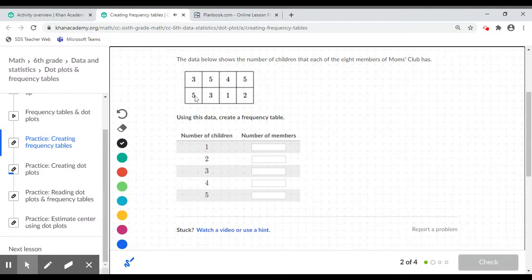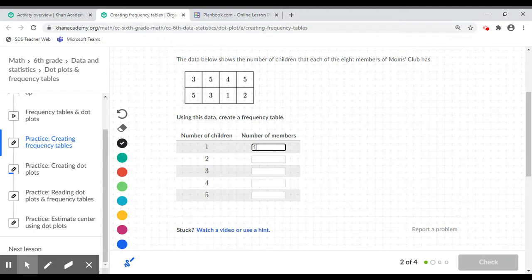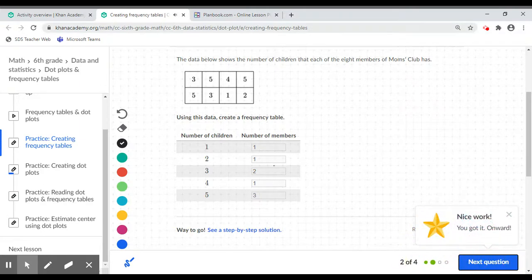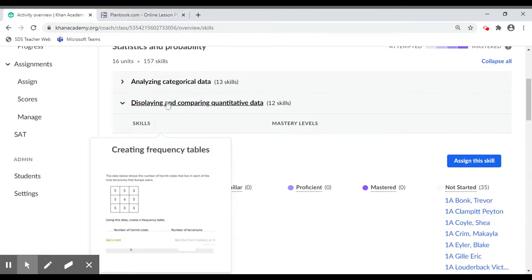Okay, how many times was there one child? 1. We're just counting the number of instances in which a certain thing happens. All right, so that's frequency tables, easy enough.